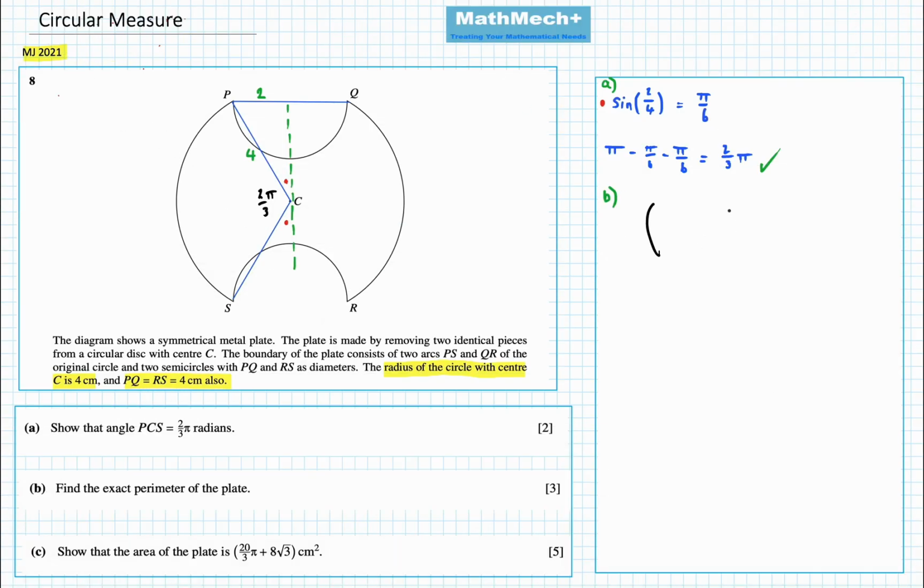Part B. Okay, now we're looking for the exact perimeter, so I'm just drawing out the 2 arcs on either side there. And of course we're looking for 2 of each, and I'll just rewrite that now. Redraw that little bit. And so we're looking for details that we actually have at hand.